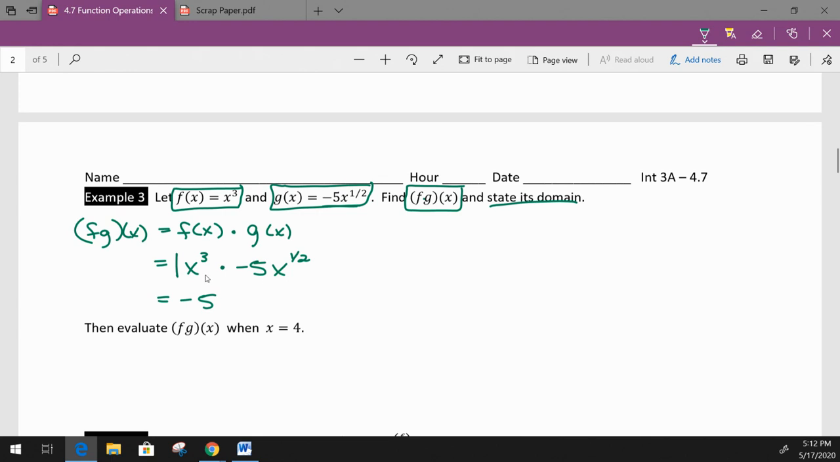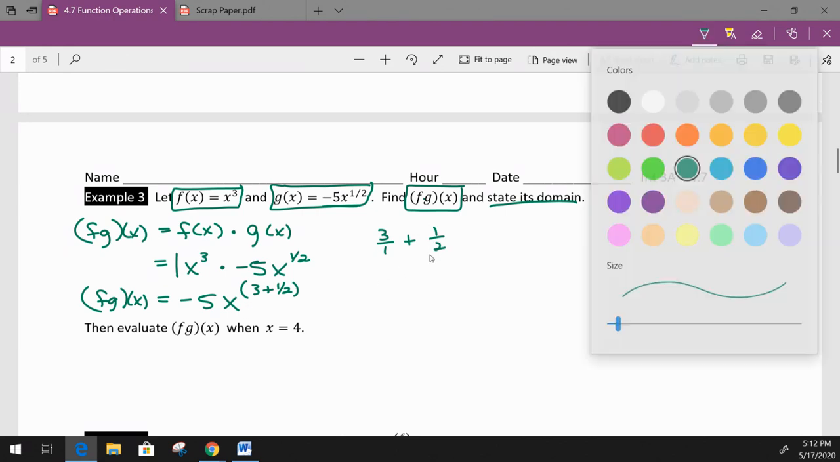But be careful with your variables. When you're multiplying variables, you do not multiply the exponents. You add the exponents. This is where a lot of students make mistakes, so be careful. Take the exponent of 3 plus the exponent of 1/2. We do need to get a common denominator in order to add those together, so I'm going to do that off to the side. So 3 is the same as 3 over 1 plus 1/2. Your common denominator would be 2.